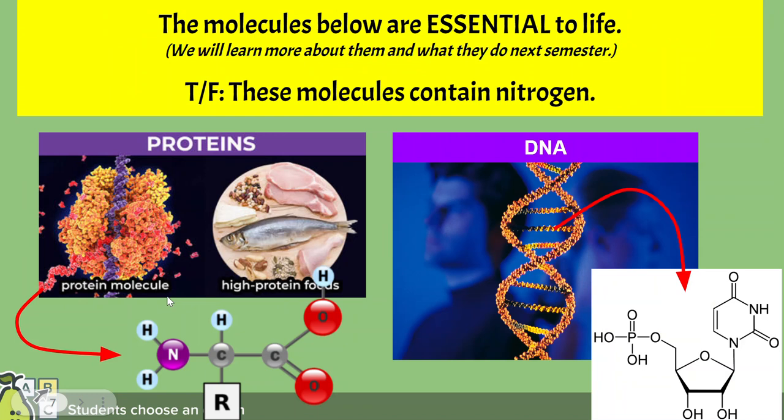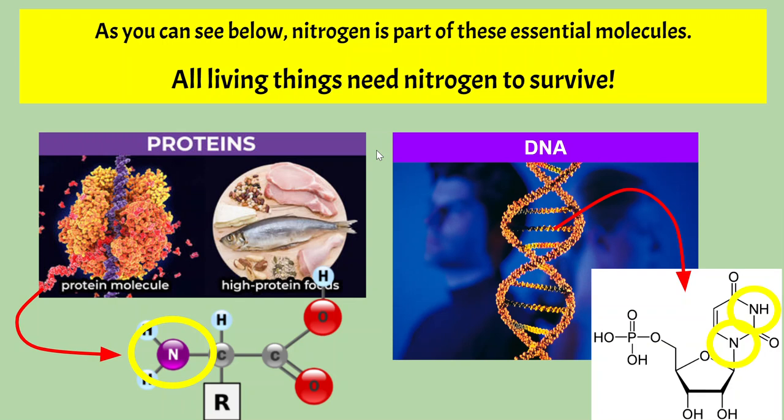Okay, the molecules below are essential to life, and we are going to continue to learn about them, but know that proteins and DNA are both essential to life, and they both require nitrogen. They both have nitrogen in them, so we need nitrogen in our bodies because we need nitrogen to make proteins. And we need nitrogen because we have nitrogen in our DNA as well. All living things need nitrogen.